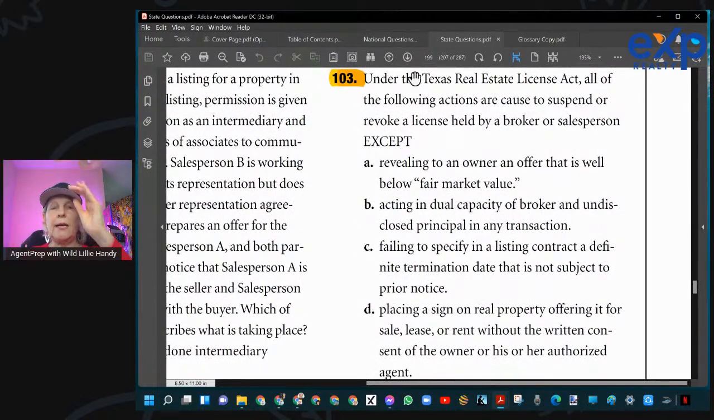Under the Texas Real Estate License Act, TRELA, that's the acronym, T-R-E-L-A, all of the following actions are cause to suspend or revoke a license held by a broker or salesperson, except A, revealing to an owner an offer that is well below fair market value. B, acting in dual capacity of broker and undisclosed principal in any transaction. C, failing to specify in a listing contract a definite termination date that is not subject to prior notice. Or D, placing a sign on real property, offering it for sale, lease, or rent without the written consent of the owner or his or her authorized agent.